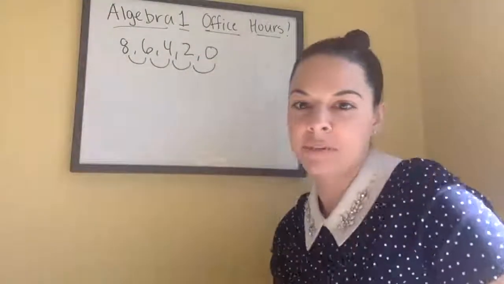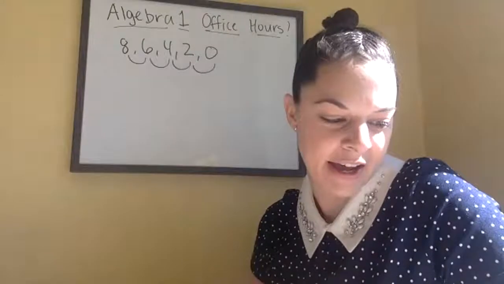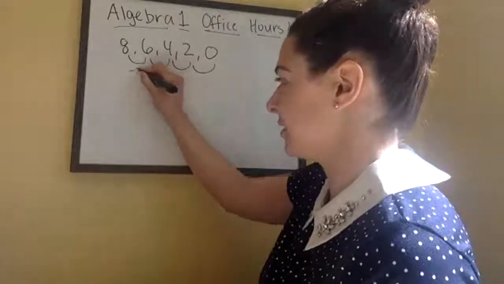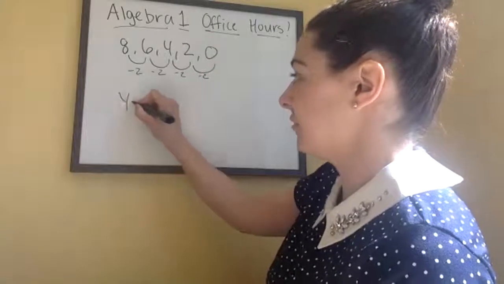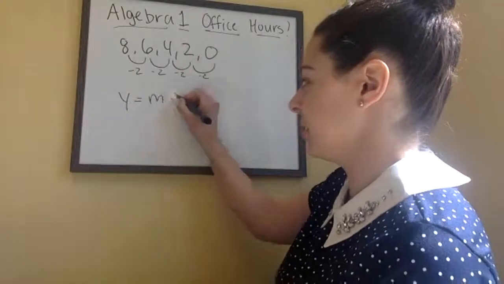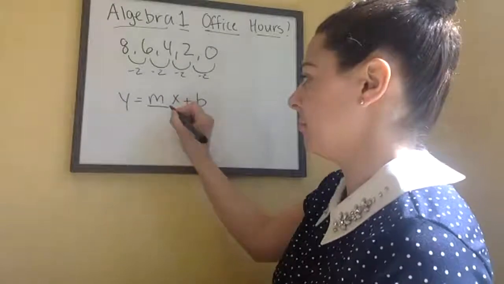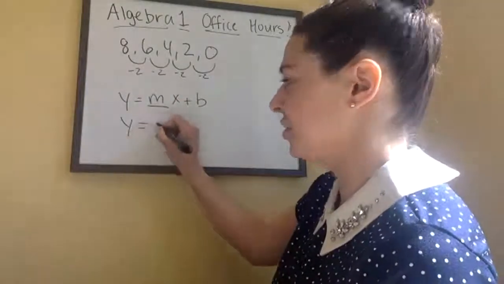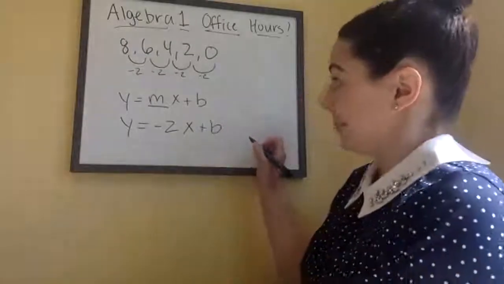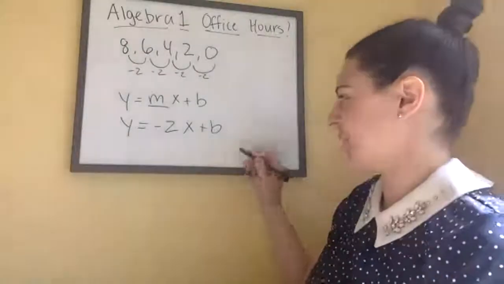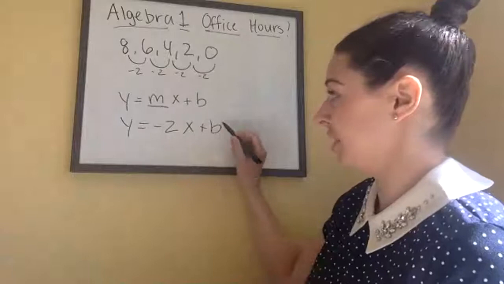If you notice, this is going down by 2. That would indicate a slope of -2 every time. So I know if I'm thinking of a linear equation, that would be the m part of the equation. So I already know y equals -2x plus b. My job is to figure out what the b is, what the starting value is.